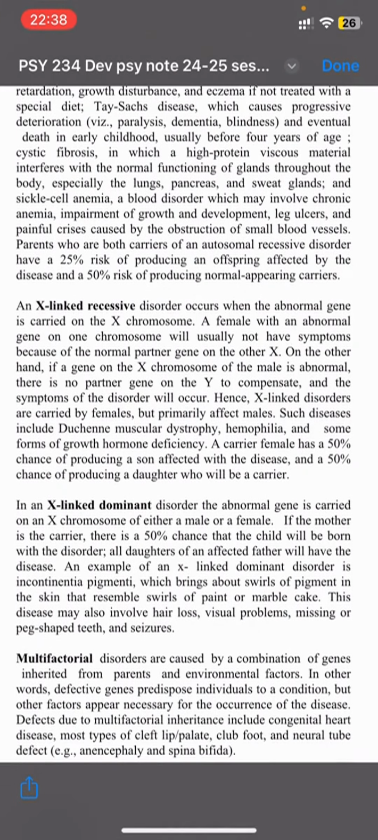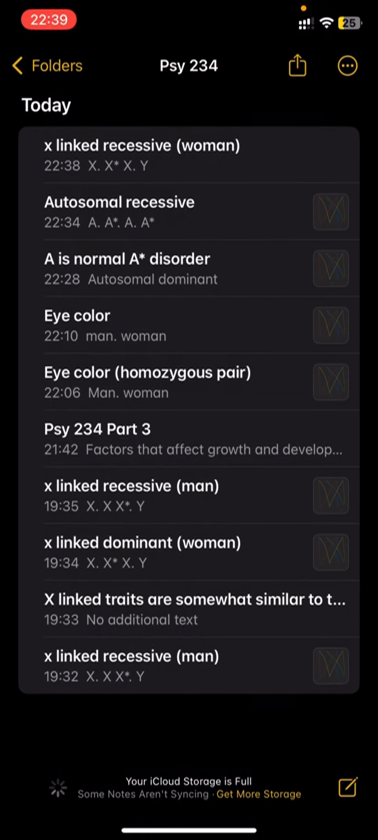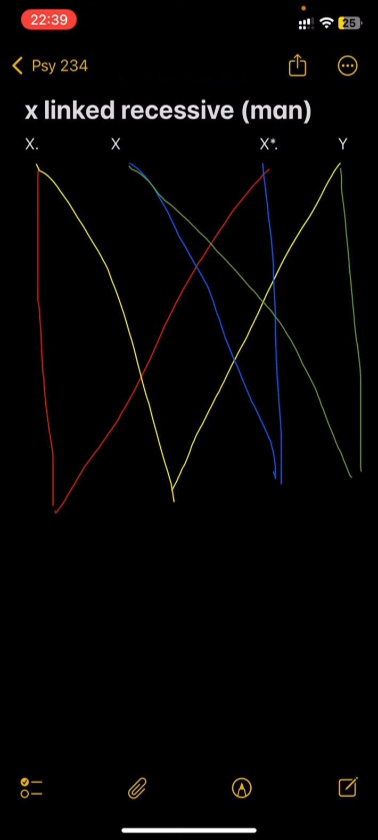Now, a carrier female has a 50% chance of producing a son affected with the disease, and a 50% chance of producing a daughter who will be a carrier. And we just solved it out. So after the X-linked recessive in woman, we're also going to talk about the X-linked recessive in man. So let's see what happens if the man has the X-link.